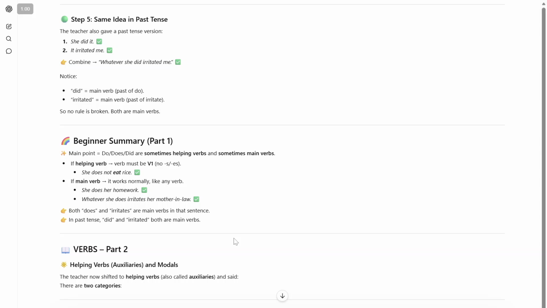She does her homework. Whatever she does irritates her mother-in-law. Both does and irritates are main verbs in that sentence. In past tense, did and irritated both are main verbs. Verbs Part 2: helping verbs, auxiliaries, and modals.